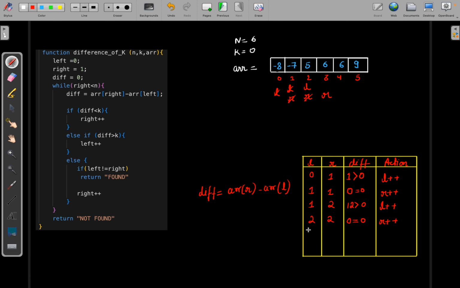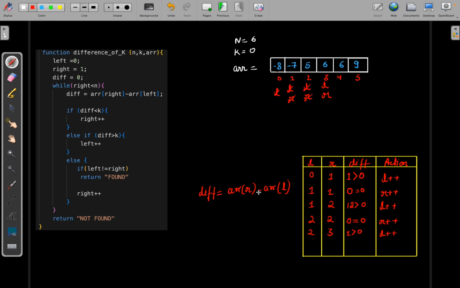Now let's see. Here my left is still 2, right is 3 now. And what is the difference? 6 minus 5. What is the difference? 1, which is again greater than 0. So is difference less than k? No, difference is greater than k. So do left plus plus. So I will do L plus plus. My L pointer will be here.